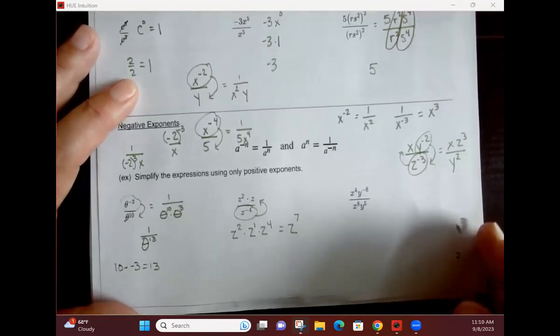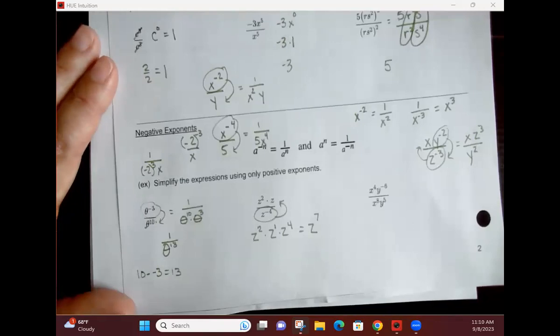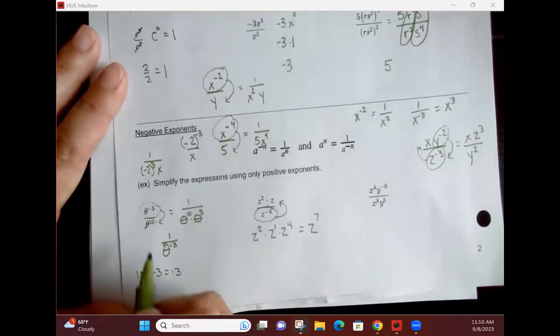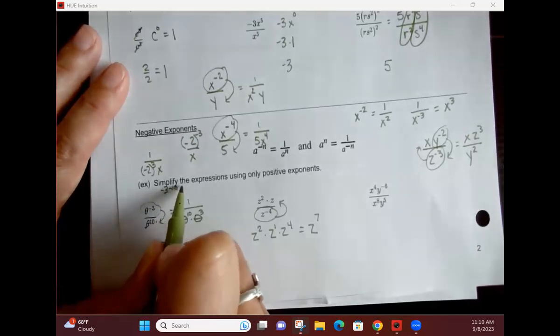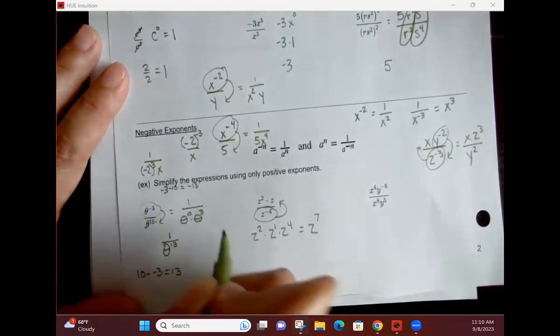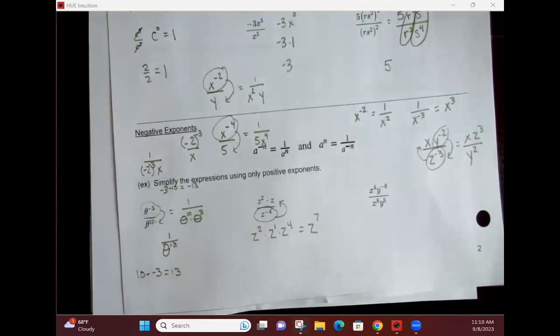This is also why I said in one of our earlier examples, if I use the quotient rule and always do top minus bottom, I have an extra step. So if I use the quotient rule on this guy and always did top minus bottom, I would have -3 minus 10. That gives me -13 as my exponent. So then I have to move that to the bottom. So that's what I was talking about. Sometimes you get an extra step there.